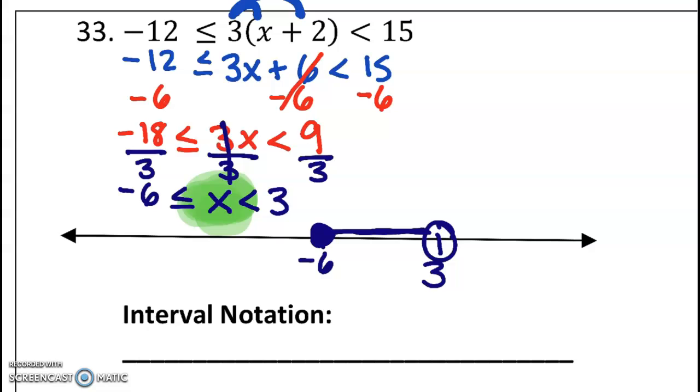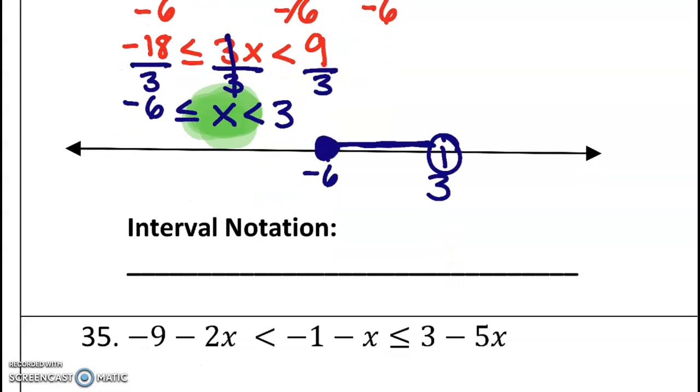Which means our interval notation is different than what we normally do. We normally put an infinity in our interval notation. However, they gave us both numbers this time. What'd they give us? Does the negative 6 get a parenthesis or a bracket? Does the 3 get a parenthesis or a bracket?